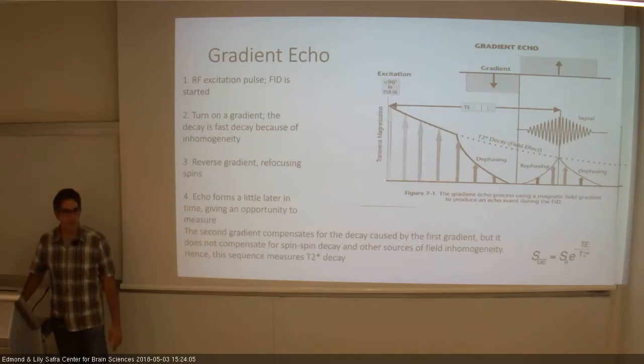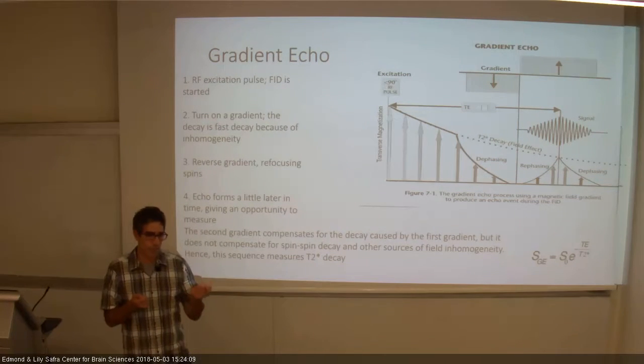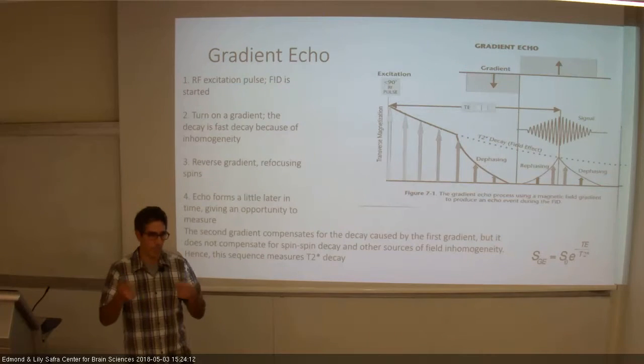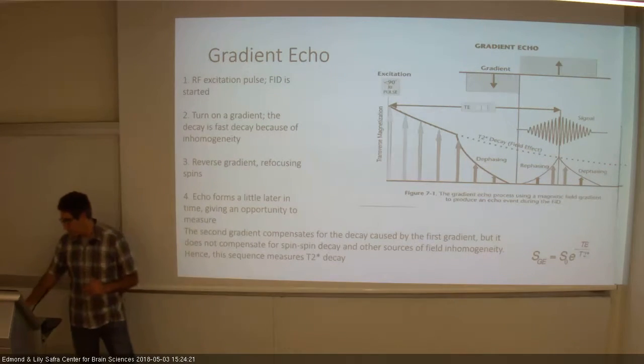What's important for me is that you know that we can do these games and then be sensitive to different contrast mechanisms, different relaxation mechanisms: T1, T2, T2 star. They're all happening, but we have a way to be sensitive to one versus another using these manipulations. Okay, now decoding space.